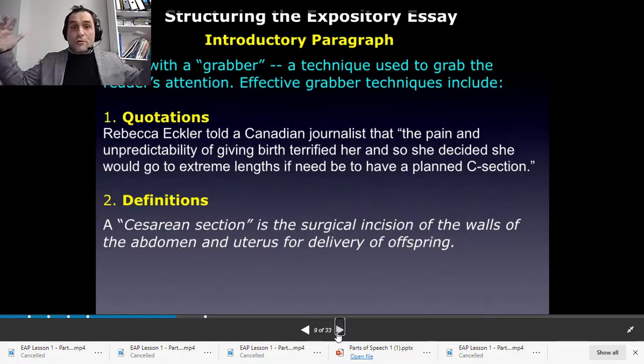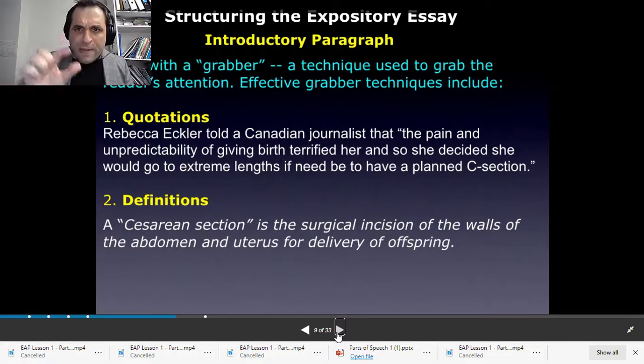So I'm defining what cesarean section is. Maybe some people don't know what that is. Some people have no idea what that term means. So I'm defining that expression so people can understand what the topic of the essay is all about. So that's another technique to grab people's attention. What is the third technique?